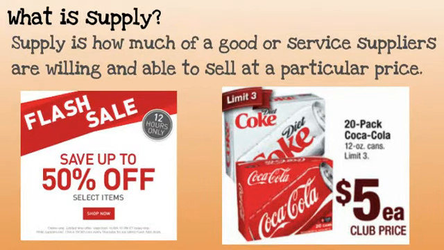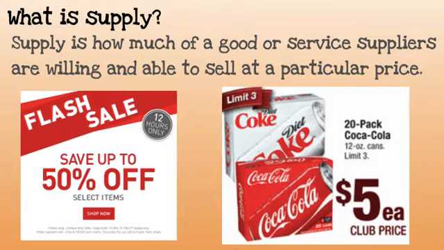So what is supply? Supply in general is just how much of a good or service the suppliers or the producers are willing and able to sell at a particular price. But notice that they have a limit usually on what they are willing to sell. If you look at the flash sale example, you'll notice that there's a big ad saying it's a flash sale, they have save up to 50% off, but notice in that light gray, smaller print, it says select items. And that's because, probably their most popular items, they're not going to have 50% off. But some things that they have more of, things that they aren't selling, they're willing to cut the price to make some money back.